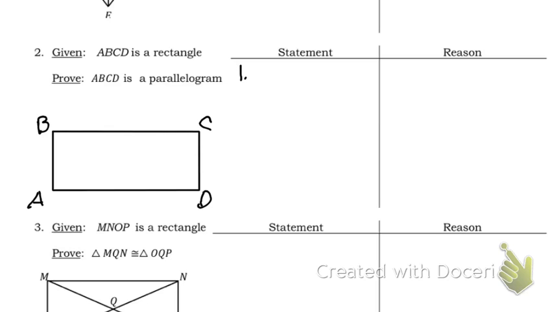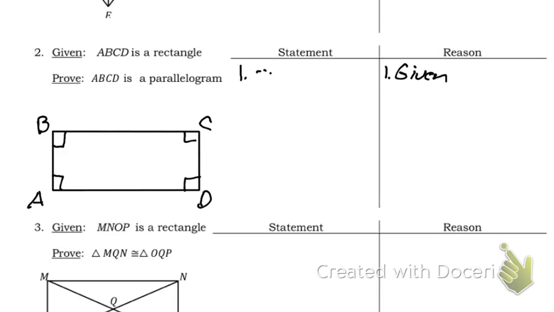Step number 1 is write your given. I'm not going to do that because I'm trying to pull through this. So it's a rectangle. What's the definition of a rectangle? Why is a rectangle important to us? It's a quadrilateral with 4 90-degree angles. So we know because it is a rectangle that all 4 of these are 90 degrees.